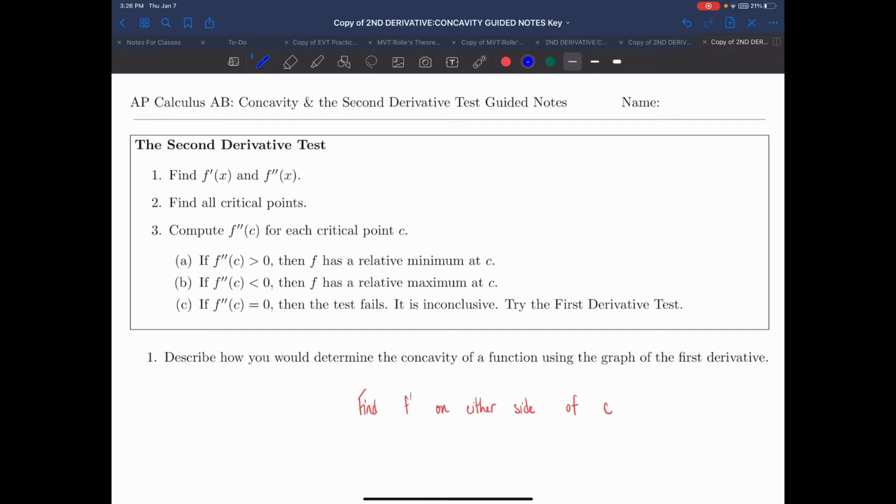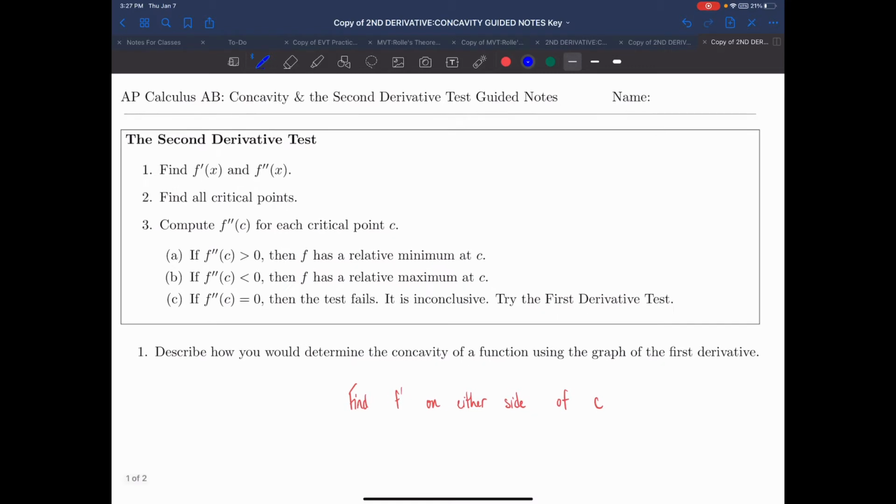If f double prime of c is positive, then there's a relative minimum at c. If f double prime is negative, then f has a relative maximum at c. If it equals 0, then the test fails, so try the first derivative test.